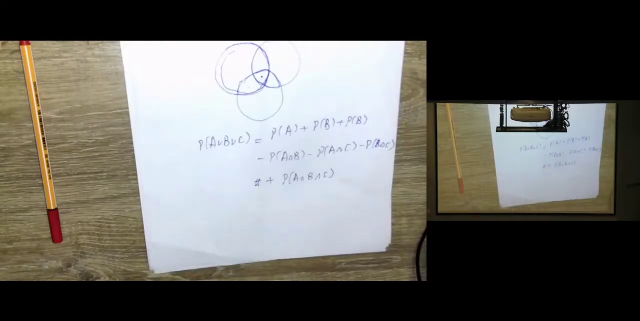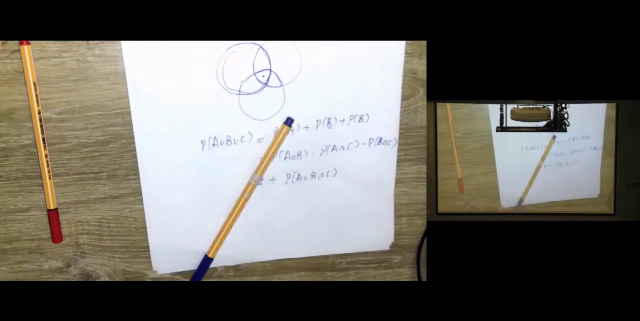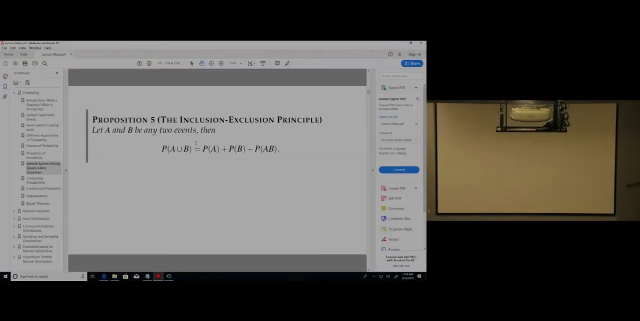So it is like you include everything, and then you find it's too much, you push out some, and then you find that you push out too much, you include it back. So this is the first of the inclusion-exclusion principle.